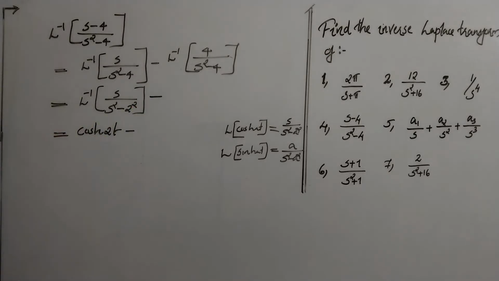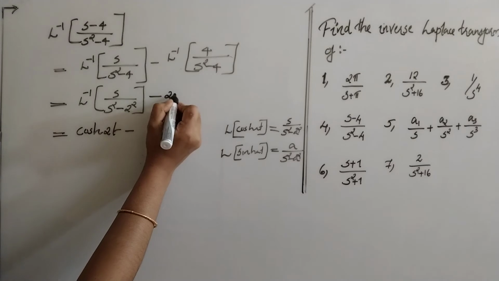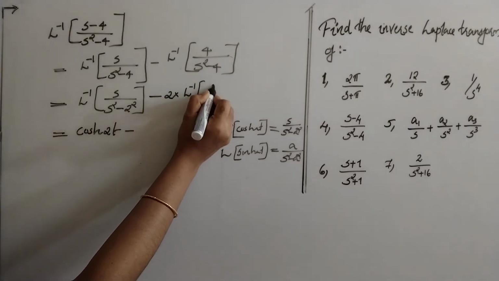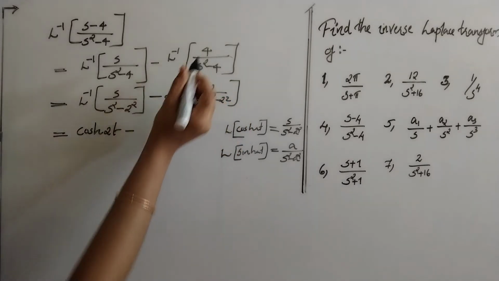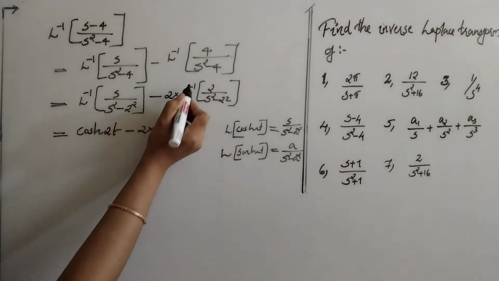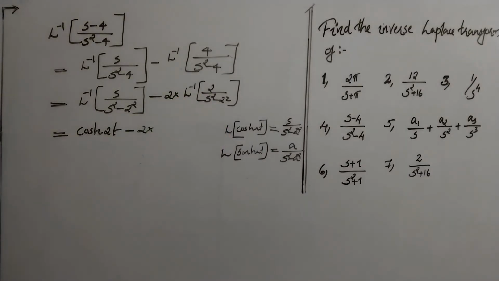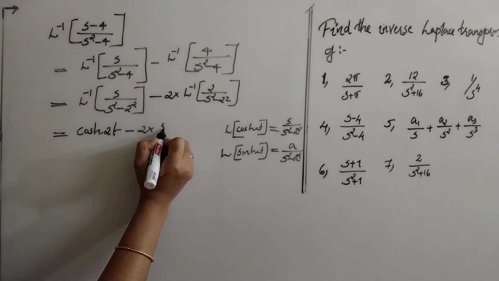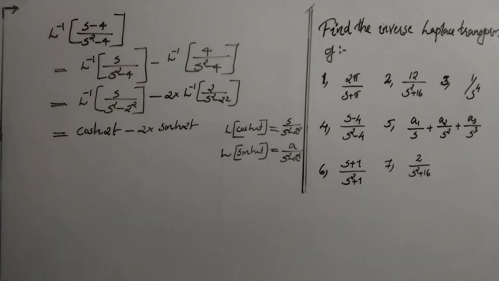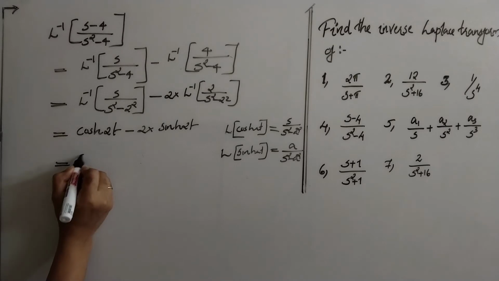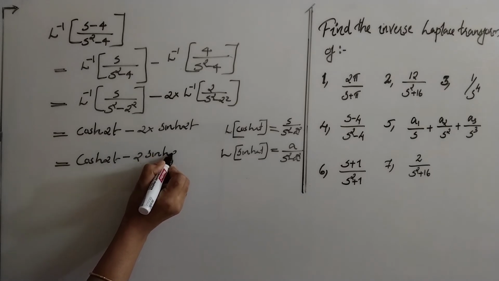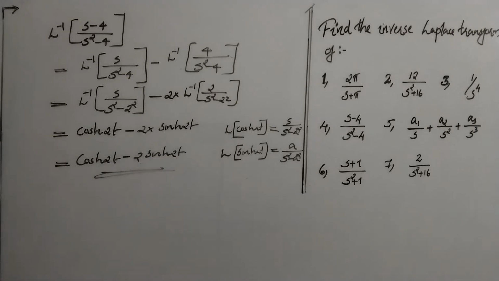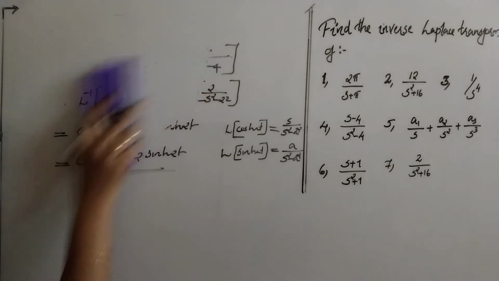minus here 4 divided by s square minus 4, that is 2 into L inverse of 2 divided by s square minus 2 square. 2 into 2 is 4. So this can be written as 2 into L inverse of 2 divided by s square minus 2 square, that is sinh 2t. So the answer is cosh 2t minus 2 into sinh 2t. Cosh 2t minus 2 into sinh 2t.